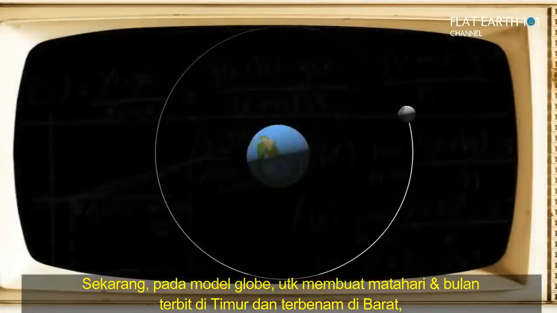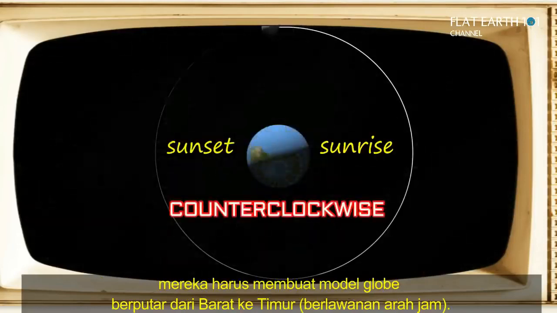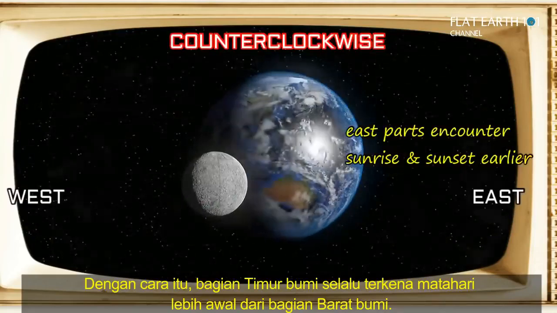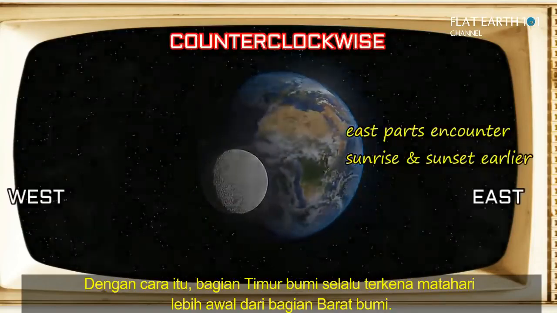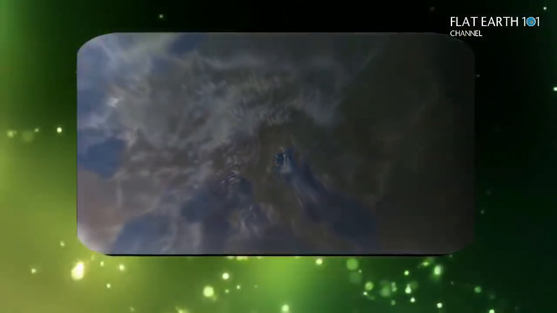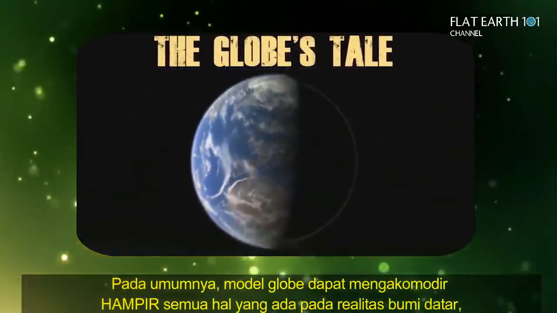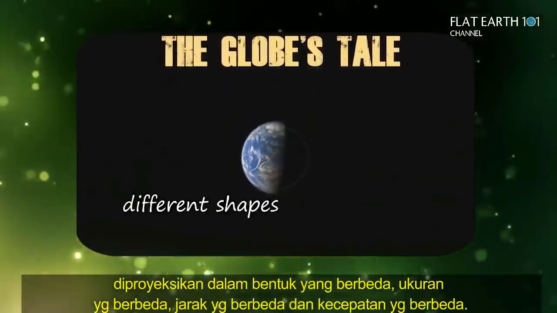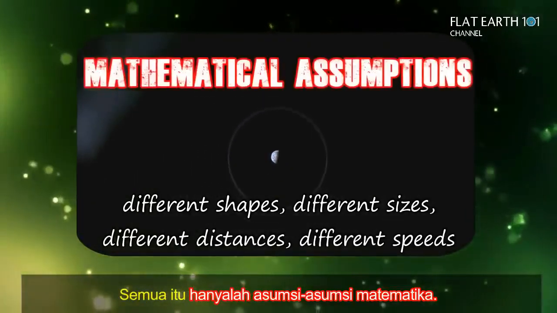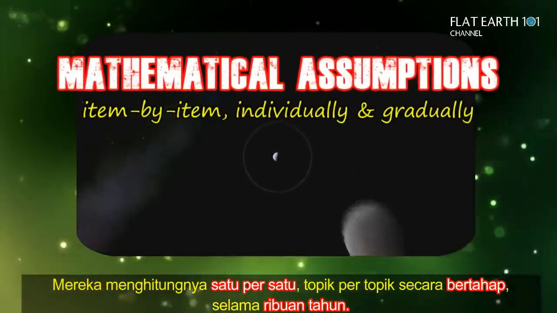Now, in the globe model, in order to make the sun and the moon rise in the east and set in the west, they have to make the globe model rotate from west to east. In this way, the east side of the earth encounters the sun earlier than the west side of the earth. Most of the time, the globe model can accommodate almost everything from flat earth reality, projected in different shapes, different sizes, different distances, and different speeds. It's only mathematical assumptions. They calculated one by one, gradually and individually, within thousands of years.